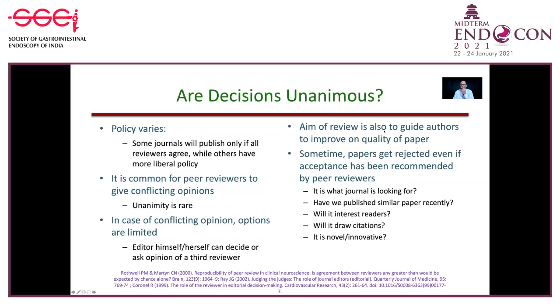The aim of the review is also to guide the authors to improve the quality of the paper. Sometimes papers get rejected even if acceptance has been recommended by the peer reviewers. This is because the editor tries to decide: is it what the journal is looking for? Have we published a similar paper recently?